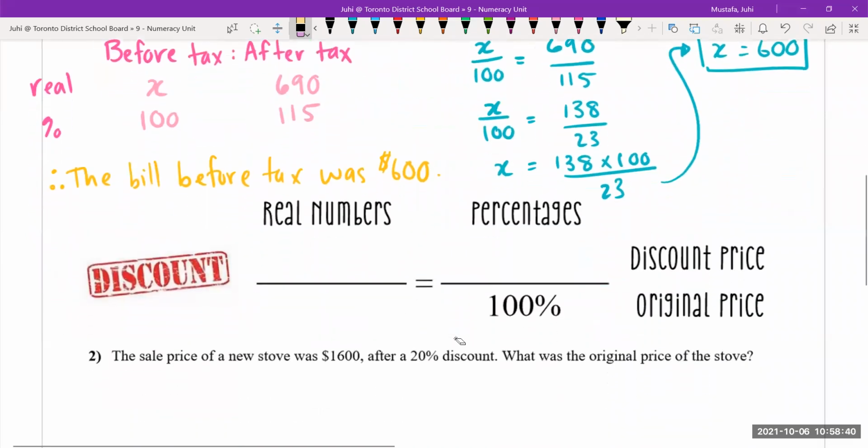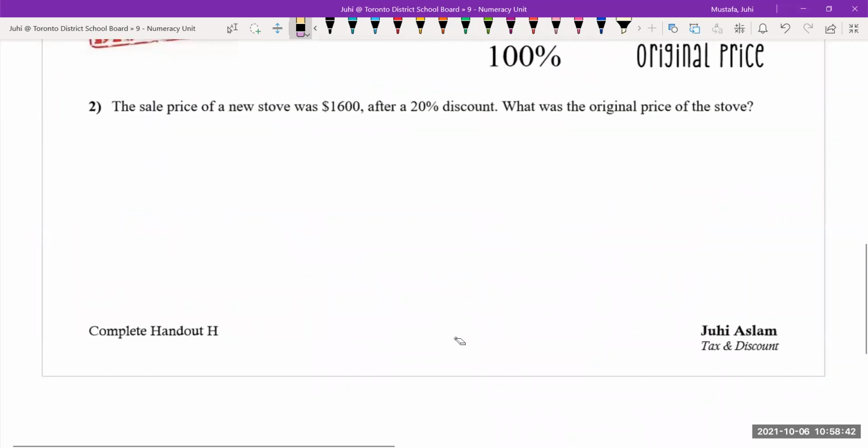All right, let's try a discount question. I like discount questions because they are discounted. The sale price of a new stove was $1,600 after a 20% discount. What was the original price of the stove?